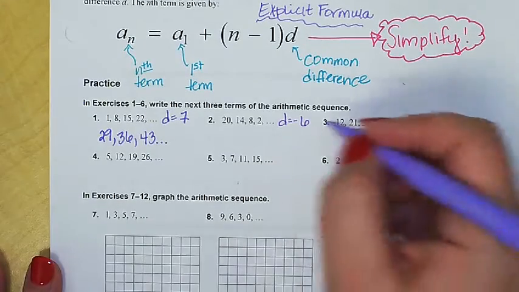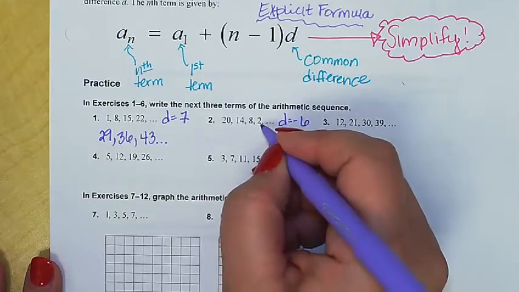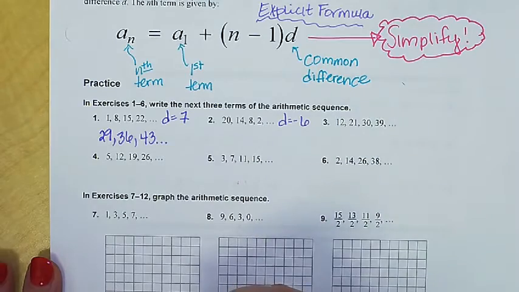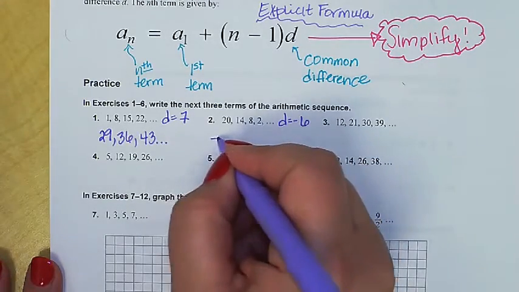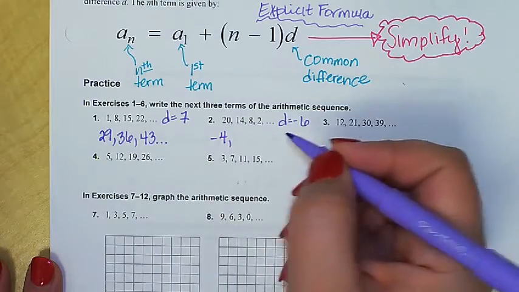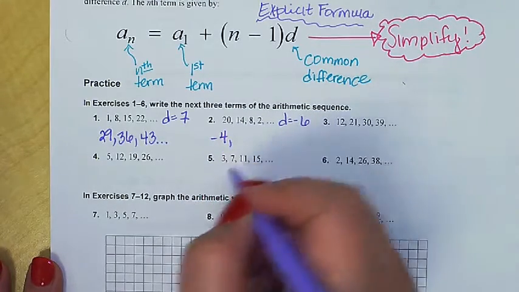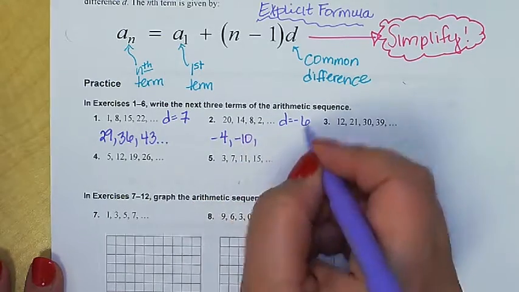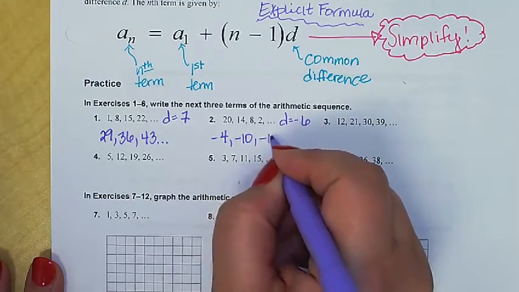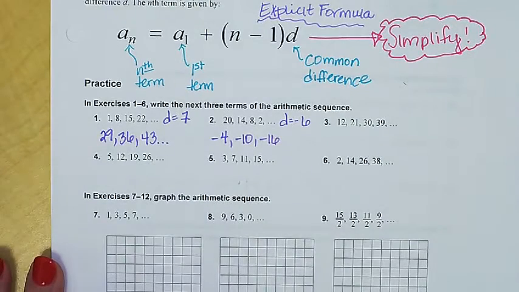And we can use that then to continue the pattern. If I am at 2 and then I add a negative 6, or in other words, subtract 6, we're going to be at negative 4 then. And then negative 4 plus a negative 6 is a negative 10. Then a negative 10 and a negative 6 will be a negative 16. Those are the next 3 terms in the sequence.